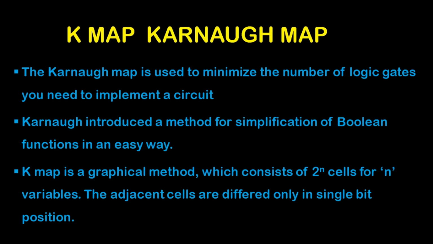In an easy way, a K-map is a graphical method which consists of 2 power n cells for n variables. The adjacent cells differ only in a single bit position.